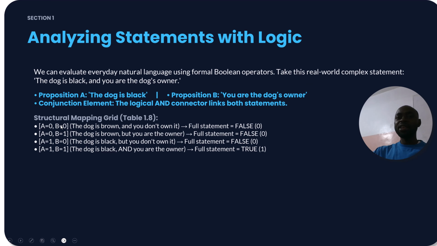The dog is not brown because the dog is black. So it's a contradiction to the general statement we made earlier, because we are saying that the dog is black and you are the owner. So the only owner the dog has is you, and the dog is black. So any other statement that is different will tell us that the statement is false and it's a zero.